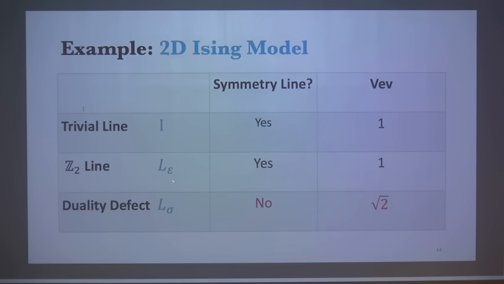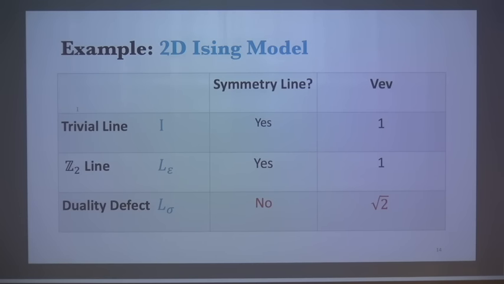The L epsilon line is a Z2 line. Namely, it's a symmetry line associated to the Z2 global symmetry. So it's a symmetry line, and its VAF is 1. In the critical Ising model, we know the only global symmetry is Z2. But we have already identified the trivial line and the Z2 line. So the third line cannot be a global symmetry line.